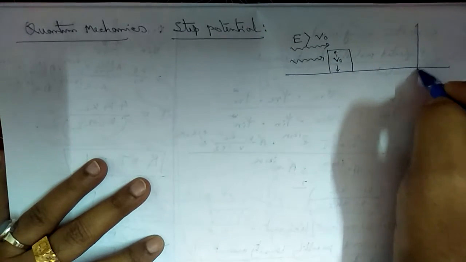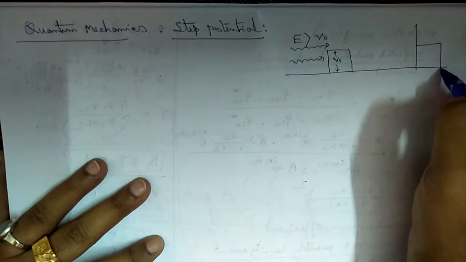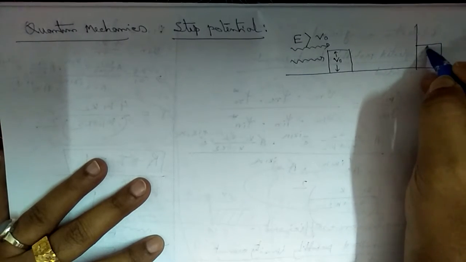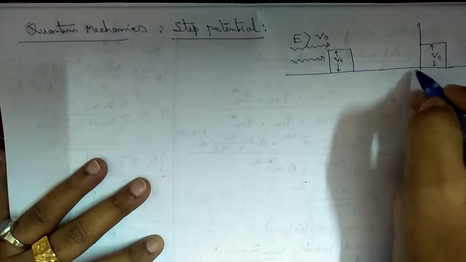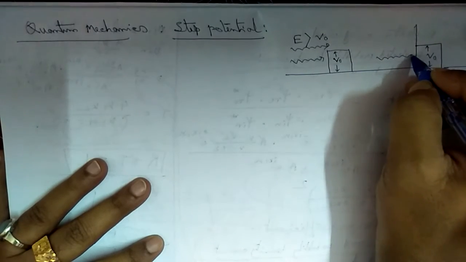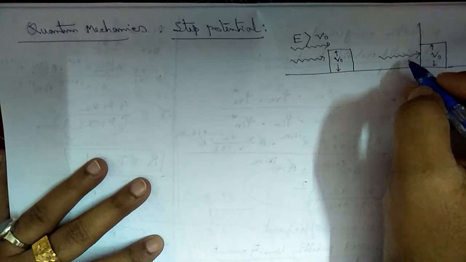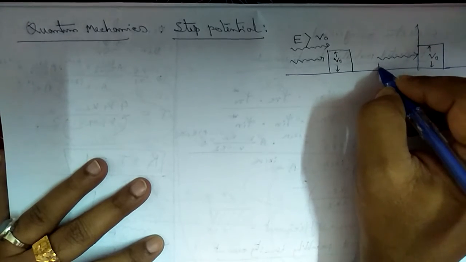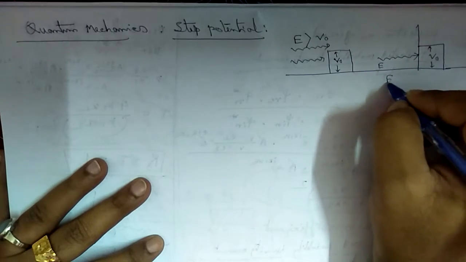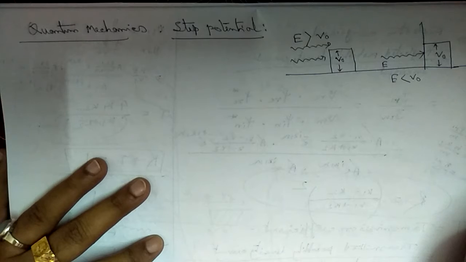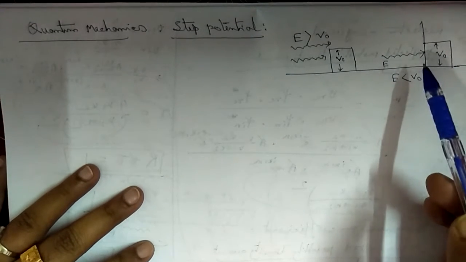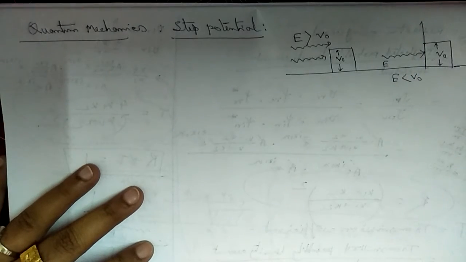Today we will try another problem where we consider a barrier height V0 and a wave function approaching the barrier with energy E, where E is less than V0. We will try to understand the probability that the particle will pass through the barrier.